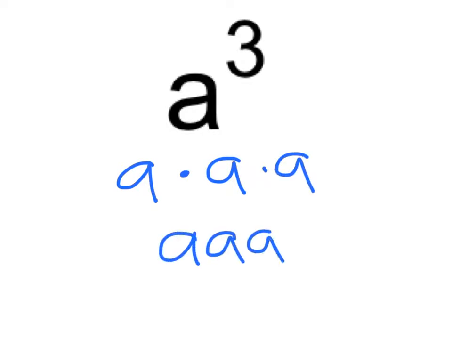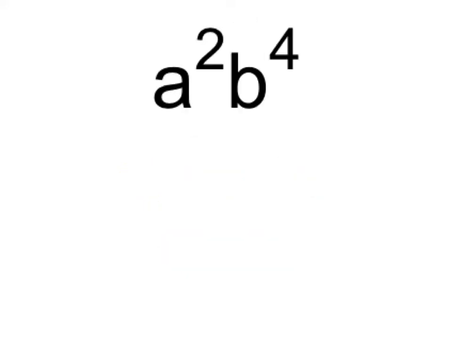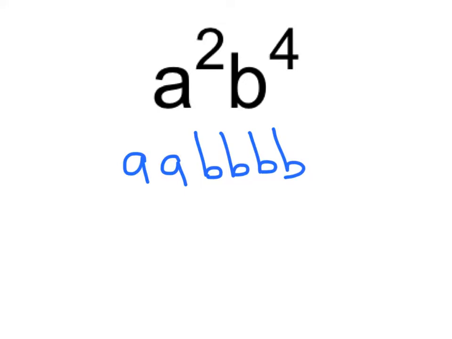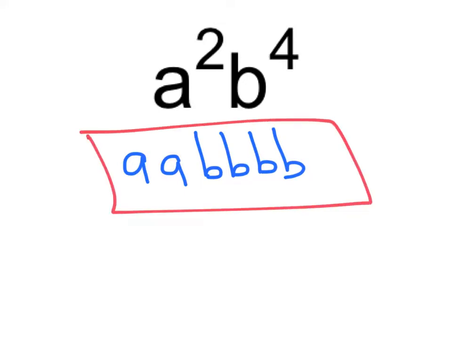So here we have a to the third. How can we rewrite this without using exponents? Very simply, we're going to write a times a times a. Alternatively, simply a, a, a. What will a to the second times b to the fourth look like? It's going to look like, very simply, a, a, b, b, b, b. This is our answer.